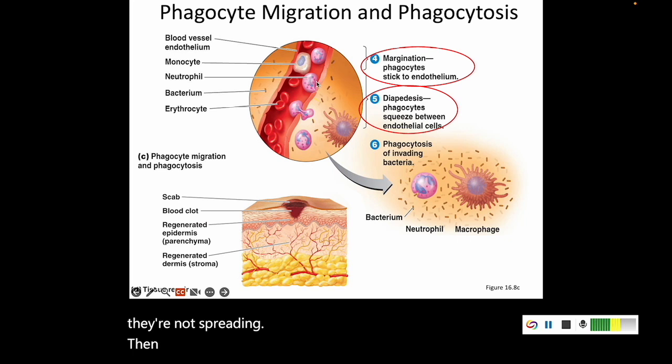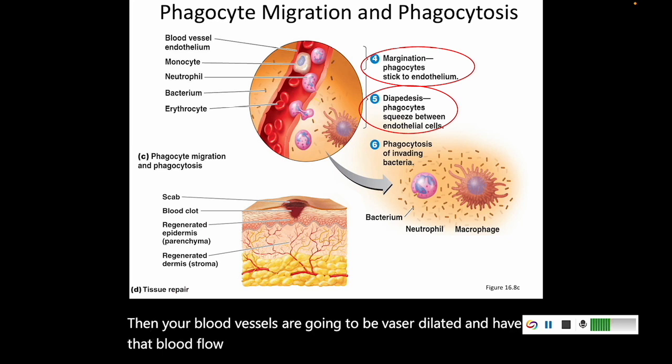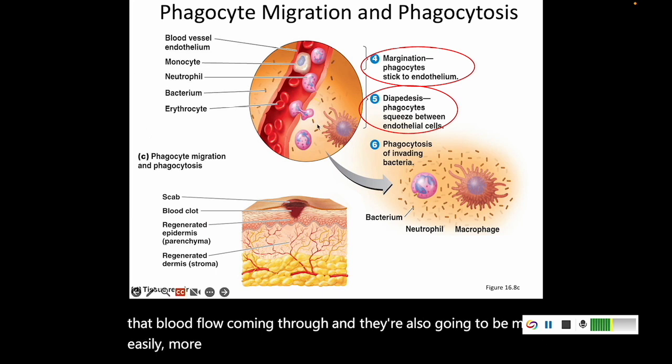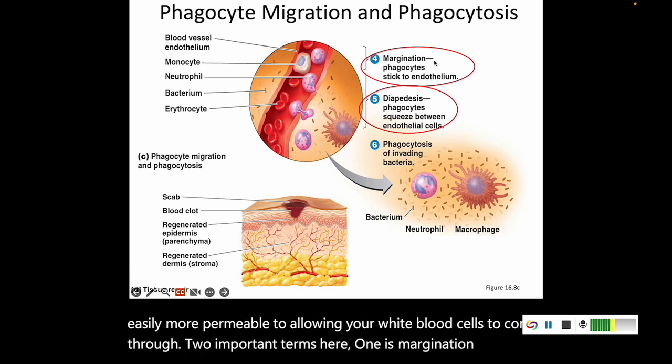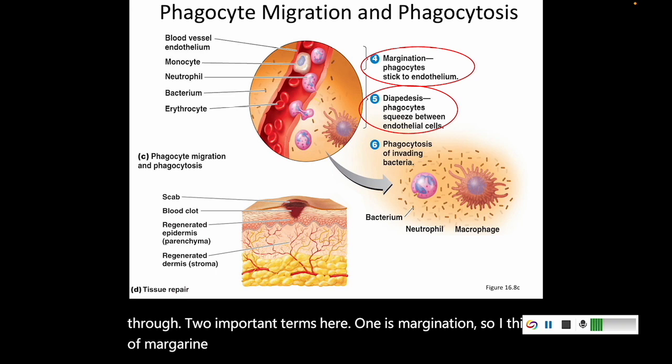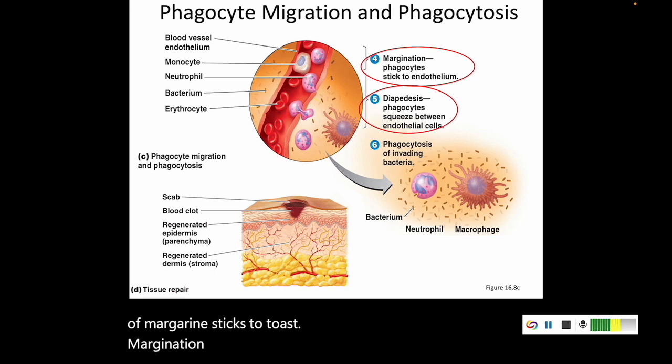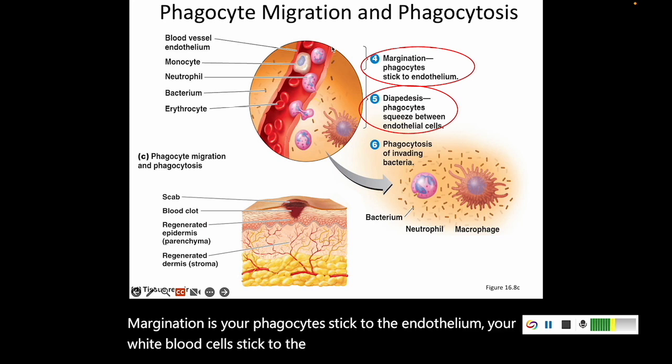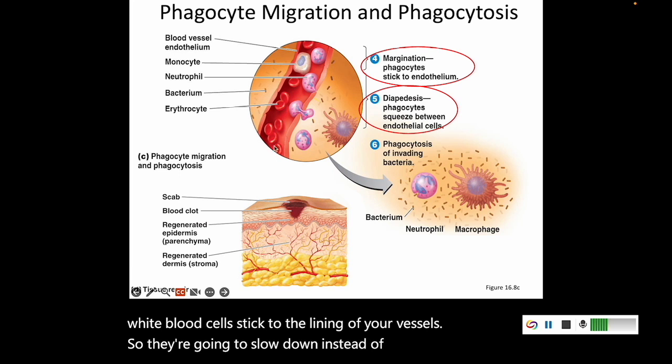Then your blood vessels are going to be vasodilated and have that blood flow coming through. And they're also going to be more permeable to allowing your white blood cells to come through. Two important terms here. One is margination. So I think of margarine sticks to toast. Margination is your phagocytes stick to the endothelium. Your white blood cells stick to the lining of your vessels. So they're going to slow down instead of spreading, just flowing on through your blood.